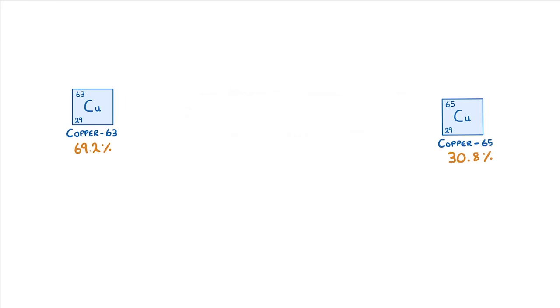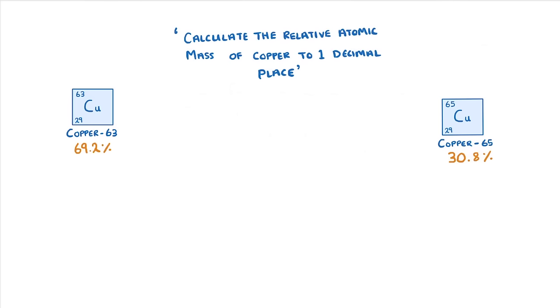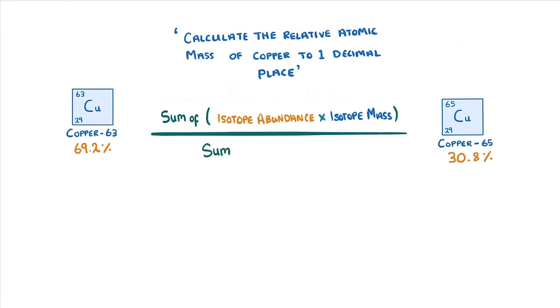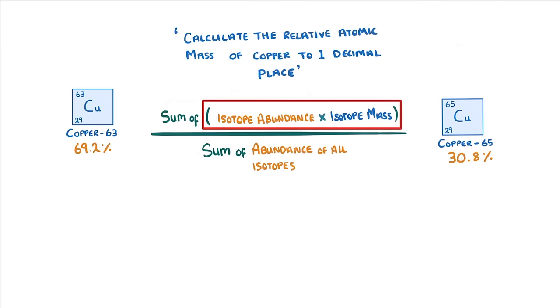Now, in an exam, you might get a question like, calculate the relative atomic mass of copper to 1 decimal place. The equation for relative atomic mass is the sum of isotope abundance times isotope mass, divided by the sum of the abundances of all the isotopes. So the first thing we do is multiply each isotope's abundance by its mass. So for the copper-63 isotope, this would be 69.2, which is its abundance, times 63, which is its mass. And for copper-65, it would be 30.8 times 65.